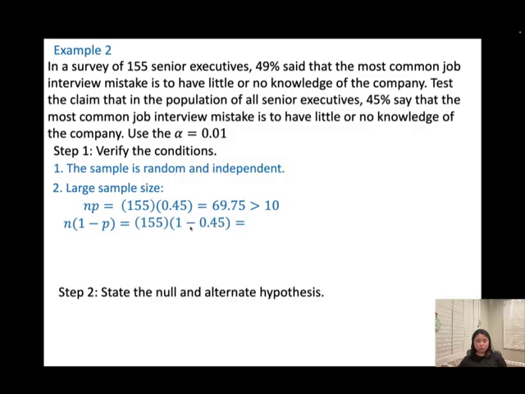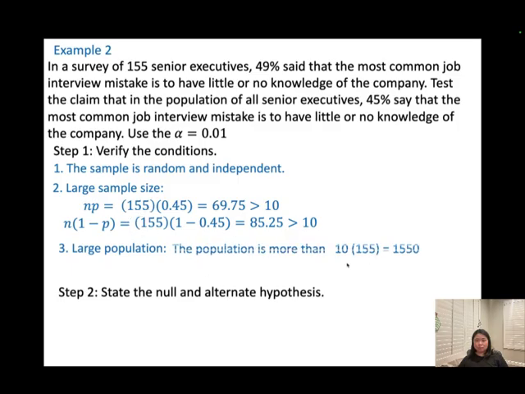Okay, plug in those numbers. You're going to get 85.25, which is greater than 10. Number 3, large population. The population is at least 10 times the sample size, right? So we do have N, which is 155 times 10. So the population is at least 1,550.